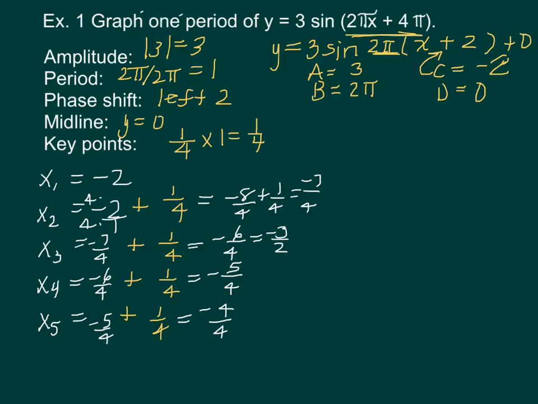So if you notice, all my x values are negative. So I'm going to start at the left because everything got shifted left too. And you're going to take these values and place them on your x-axis.